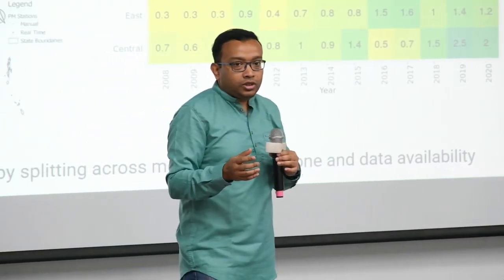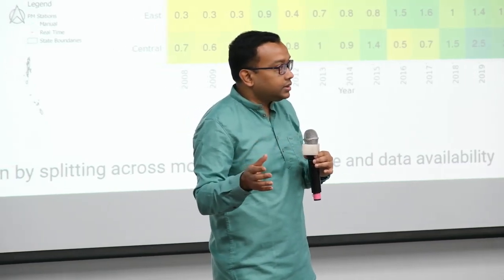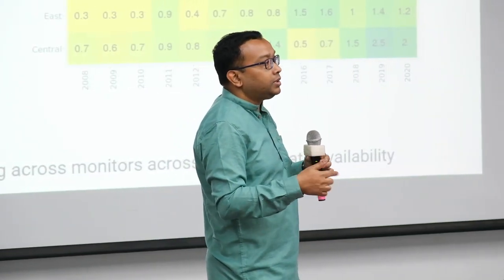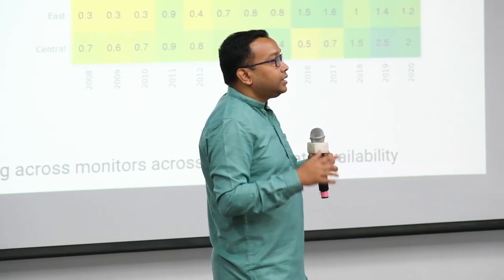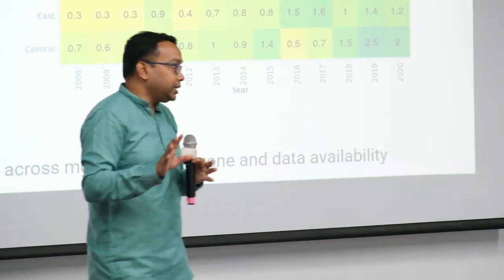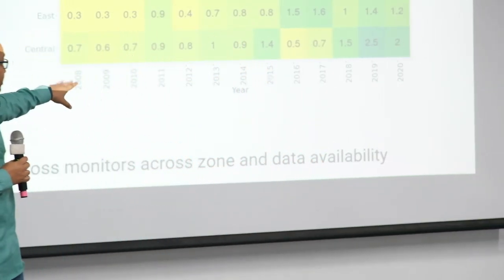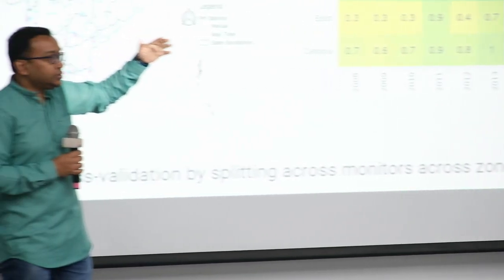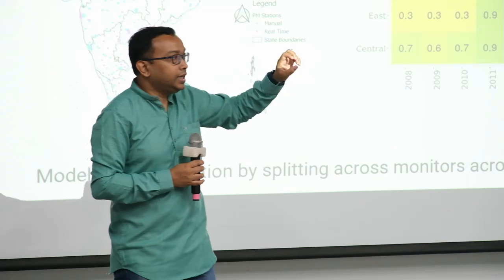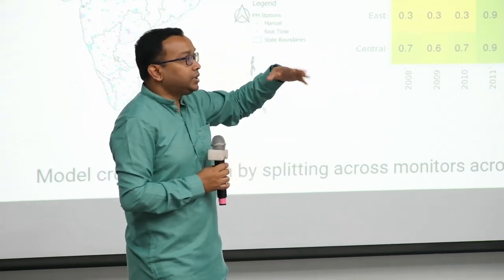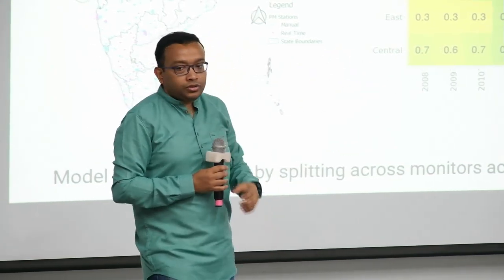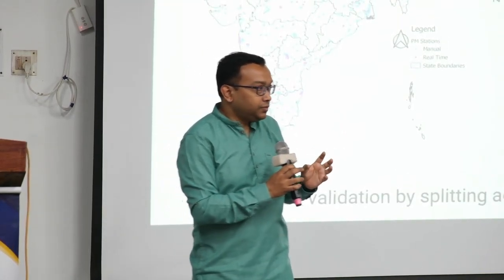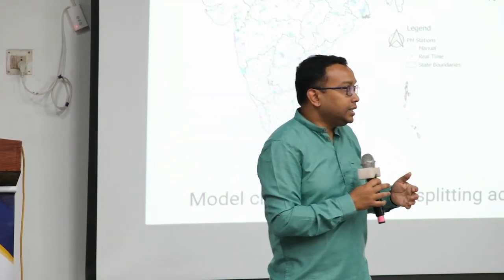So if there are 2 close monitors in very close proximity, they are basically giving you the same information and you are double counting. So that's another layer of complexity. For this model, it was enough because there were fewer monitors and they were spread out across. So since we were doing it by data availability as well as zone, that problem doesn't arise that much. So if you have a lot of data in specific centers, then that becomes a problem.